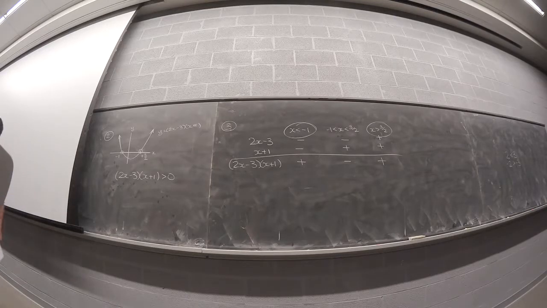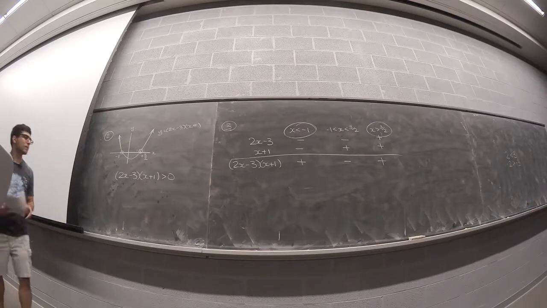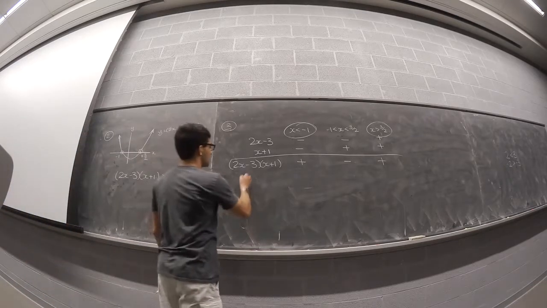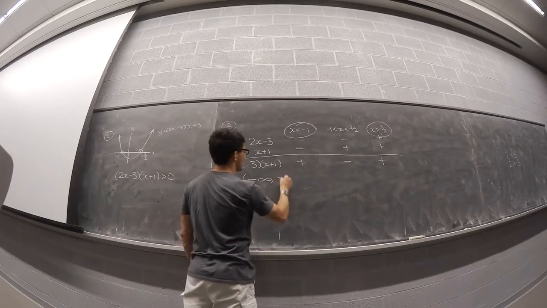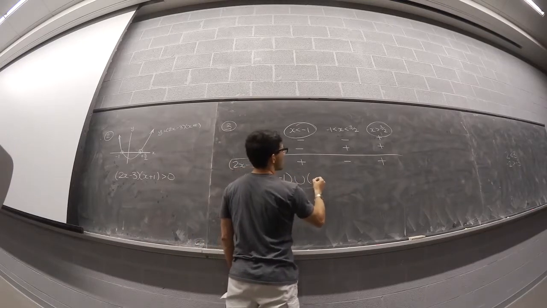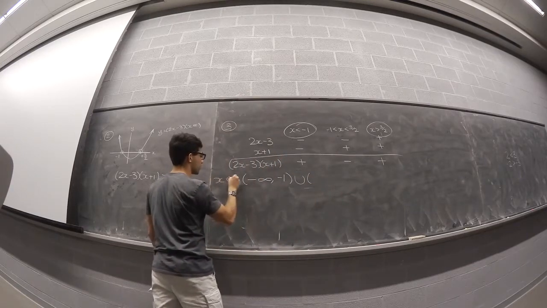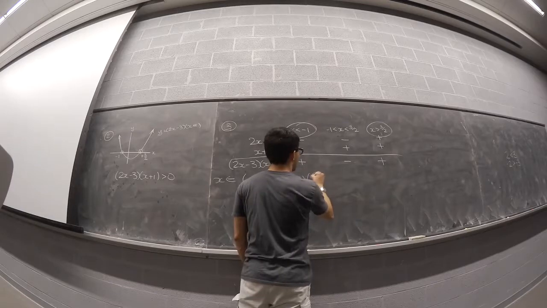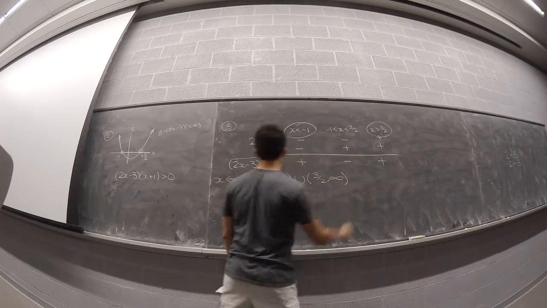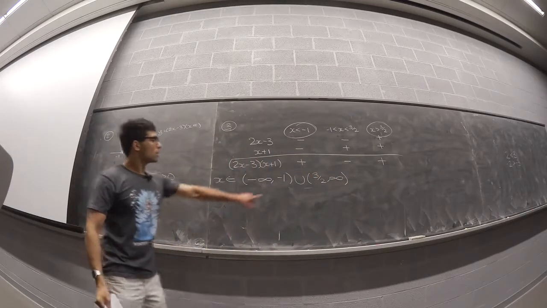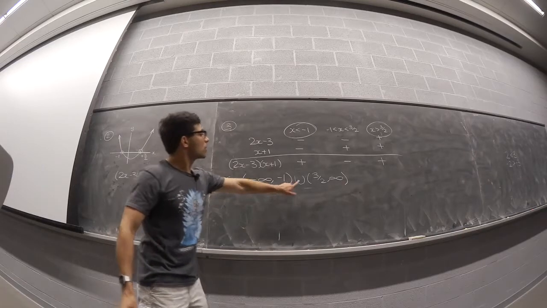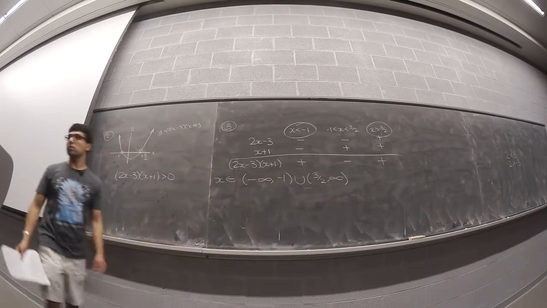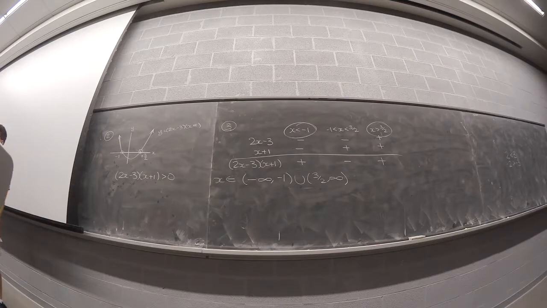Right. Can you show us how to write it in interval notation? Yeah. Okay? Less than -1 or greater than 3/2. Okay?